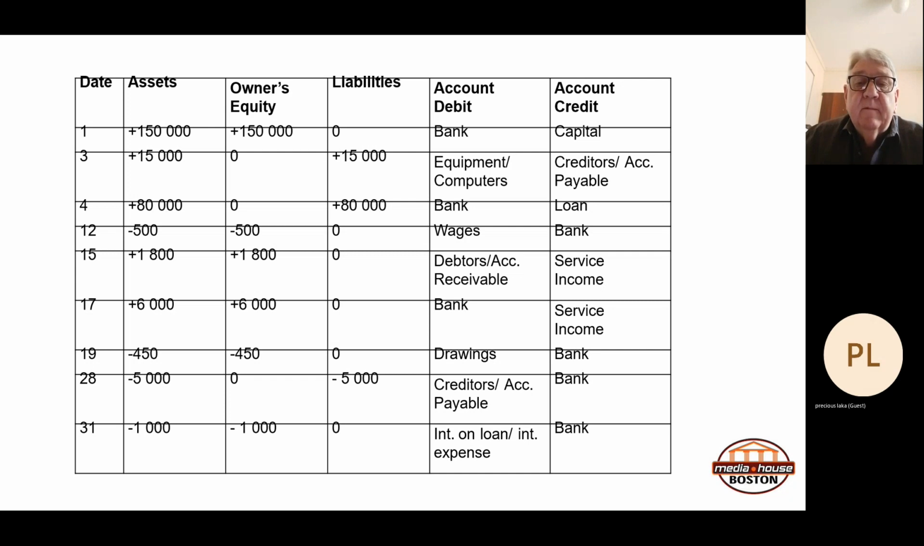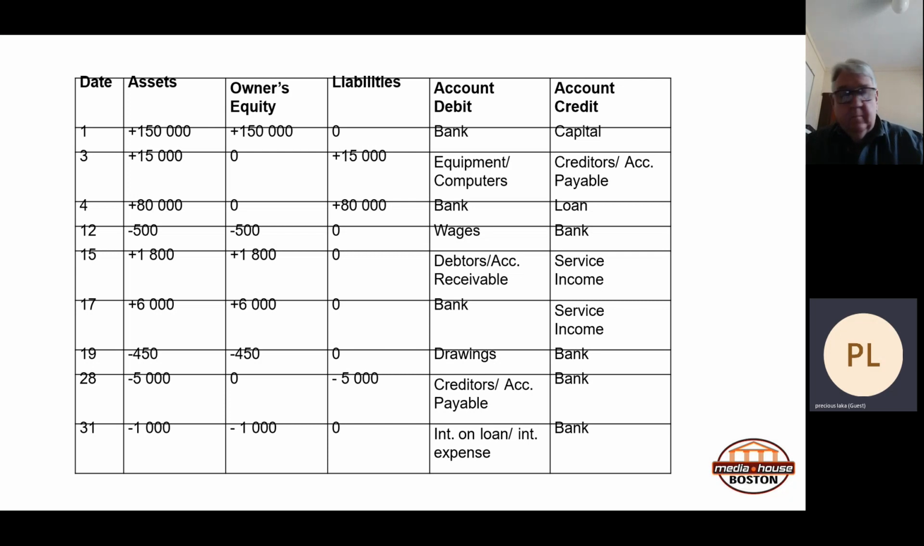So the assets, we said we're going to increase the assets. Which asset will we increase? Office equipment. So we're going to debit office equipment. And it came from the owner. Whatever they put into the business is capital, so we will credit the capital account.